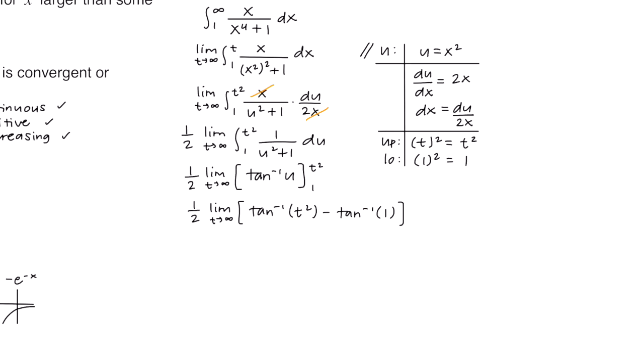So we have that written out. We have tan inverse of t squared minus tan inverse of 1. All right, so evaluating this limit, a couple of things are happening. First, we have tan inverse of t squared, which you can kind of just think of the tan inverse graph. As t gets larger and larger, or as x gets larger and larger, the graph is going to approach the height of pi over 2, which is this upper horizontal asymptote.